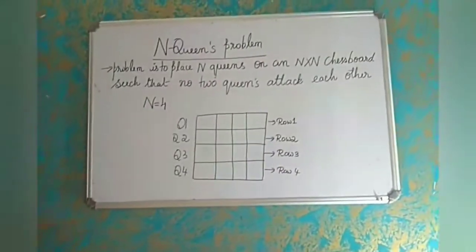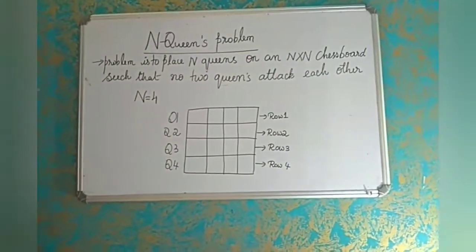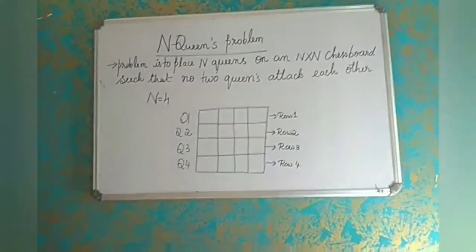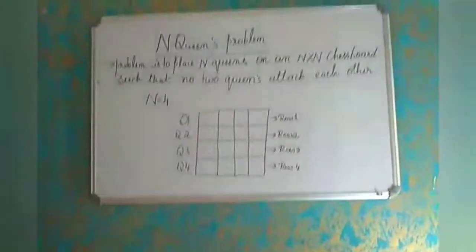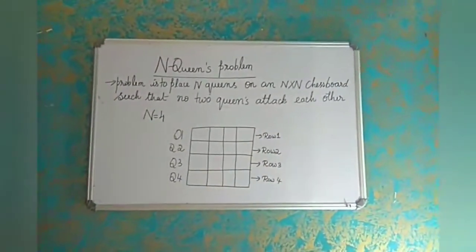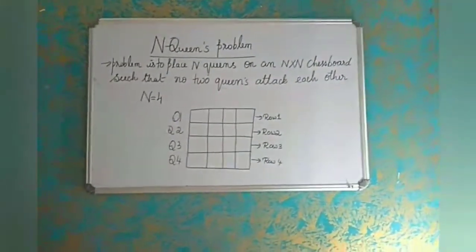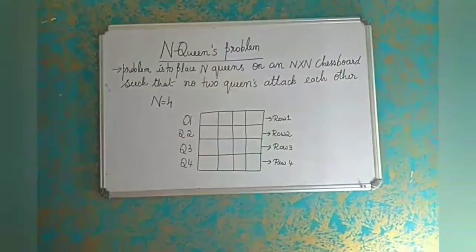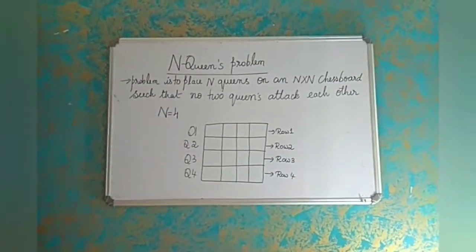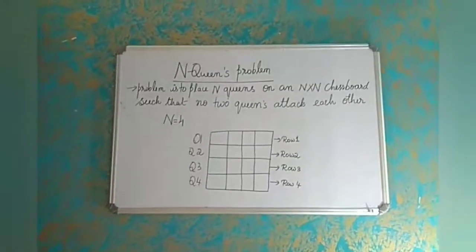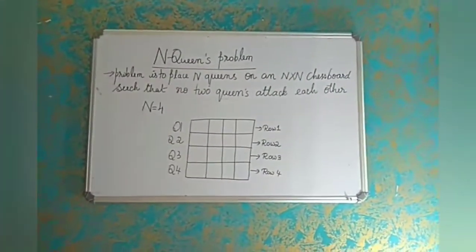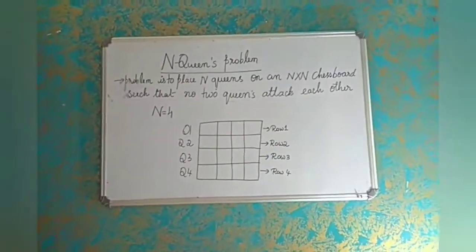You can see on the board there is a 4 cross 4 chessboard, and here we are making one assumption. What is the assumption? We know that no two queens should come in the same row. So in the solution, when we are trying to find the solution, we actually go for all possible combinations.